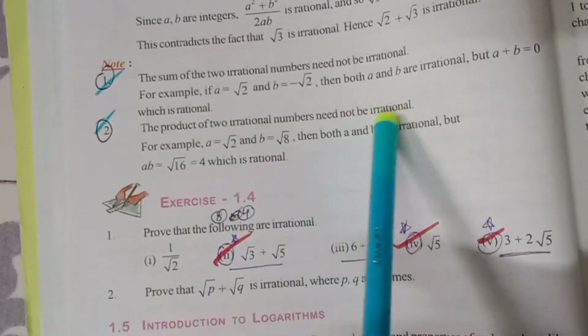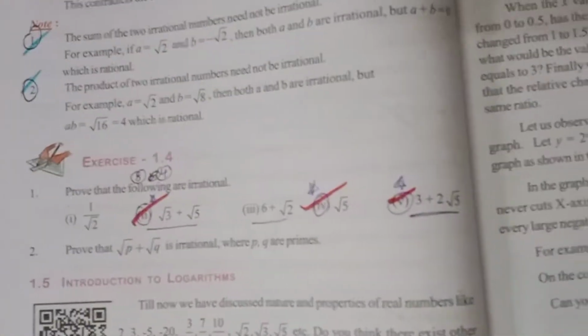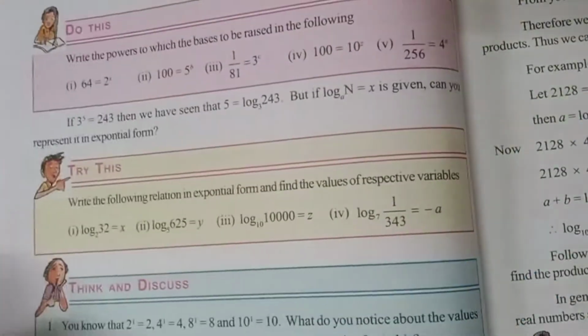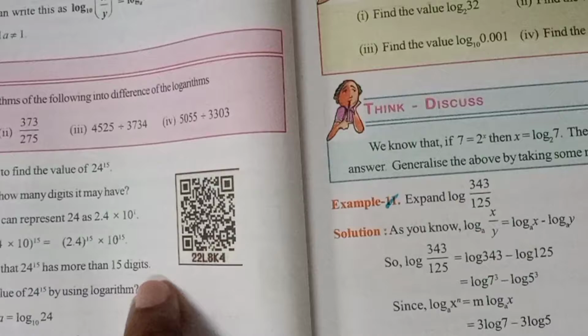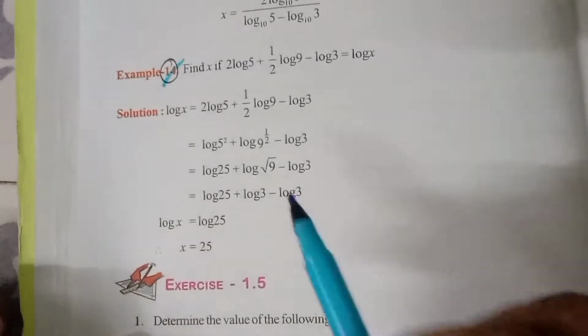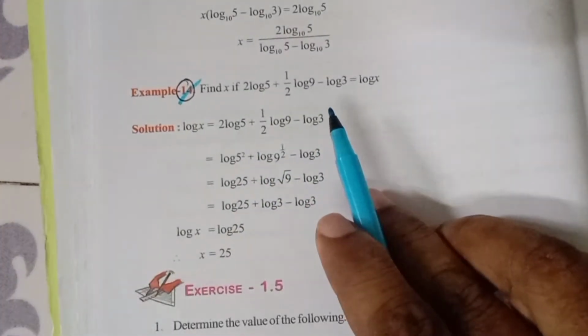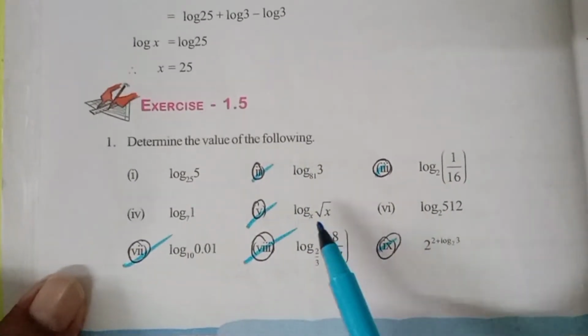The product of 2 rational numbers need not be irrational. These 2 examples are very important. Next, if you go to logarithms, we are having one example problem here. Example 11, 343 by 125. Next, example 14: this is for 2 marks or they may ask for 4 marks. So these are the questions from exercise 1.5. These are all 1 mark and 2 marks they will ask.